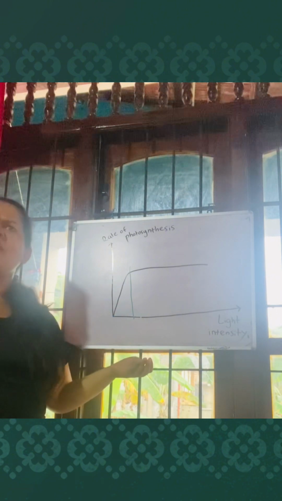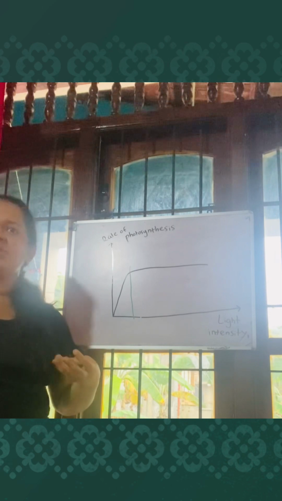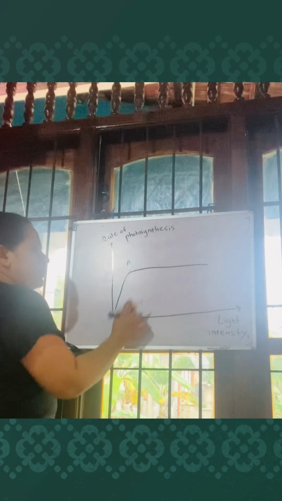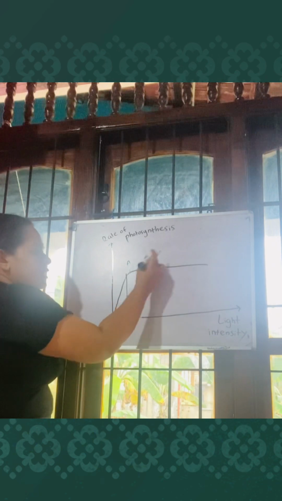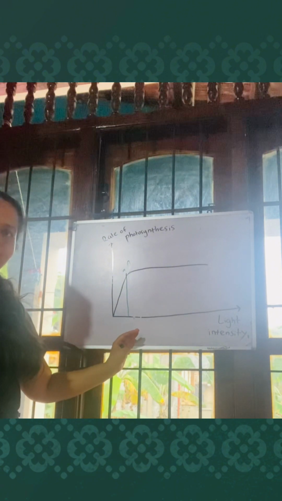We have read two graphs earlier, the absorption spectrum and the action spectrum, and we reached some conclusions by reading those graphs. So here also we are going to read it. Until this region, I'll take it as A. Not exactly here, a little further down, around this area. Until A, the light intensity affected the rate of photosynthesis.